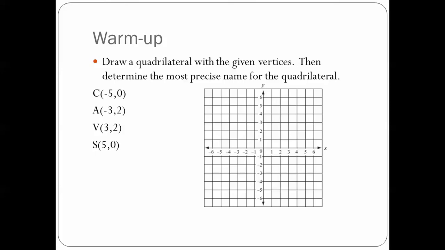Alright, in this warm-up, we're going to draw the quadrilateral with the given vertices. Then we'll determine the most precise name for the quadrilateral using some of our formulas. The points are C(-5, 0), A(-3, 2), V(3, 2), and S(5, 0).